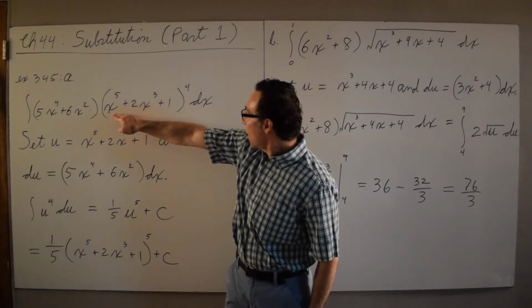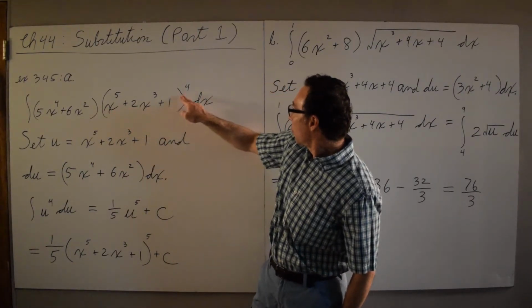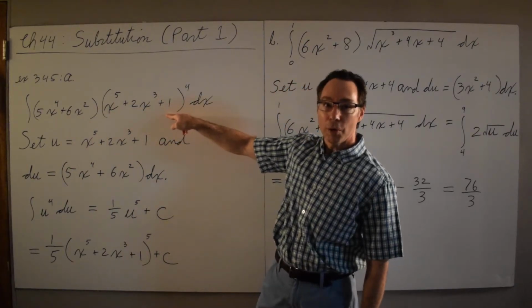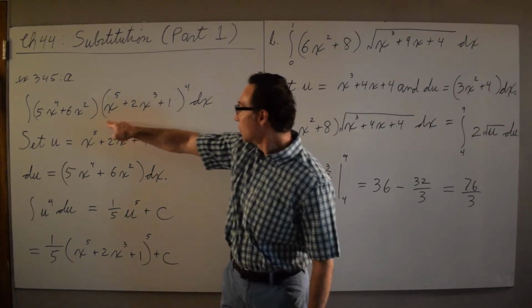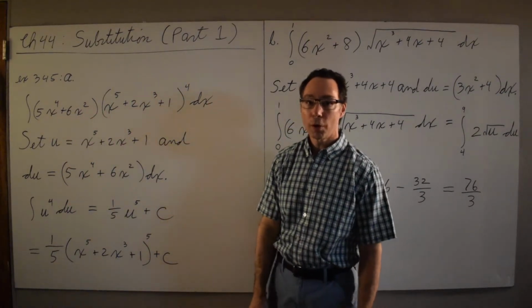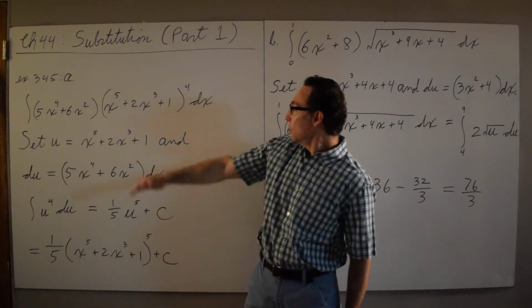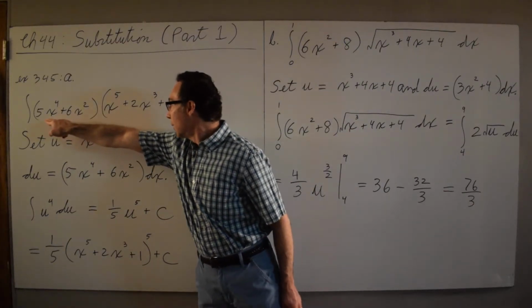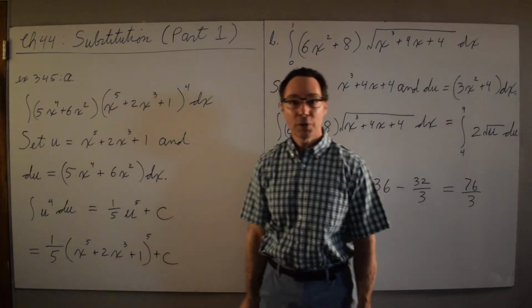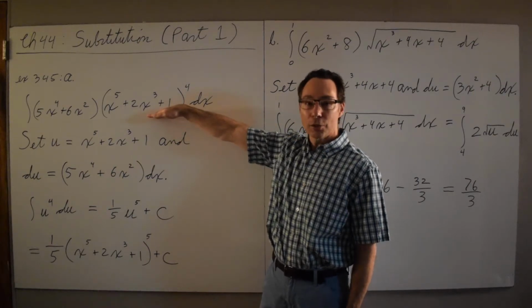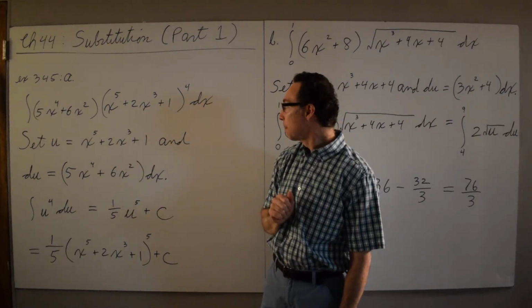So we have this polynomial to the fourth power, and if you take the derivative of this fifth degree polynomial, you have 5x to the fourth plus 6x squared, which is what this is. This is our clue that we want to use substitution. If you see a term in here whose derivative or a rational multiple of a derivative is also present, then that is a good indication that you want to use substitution.